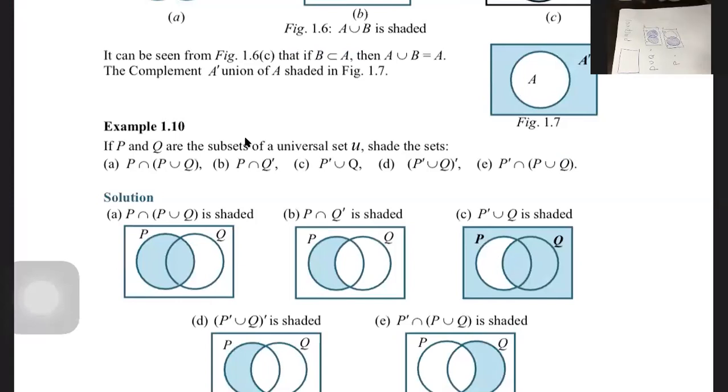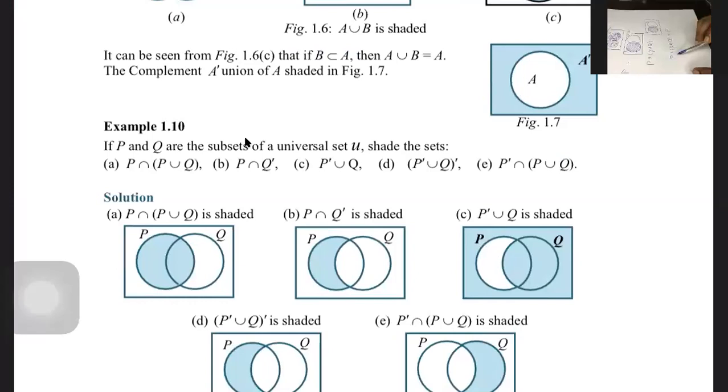You can clearly tell that it is the same region as P. That is the reason why they gave you P intersection, in bracket, P union Q, to be equal to P. So that is P, that is Q. Now P intersection P union Q is this place. So in other words, you can say that P intersection P union Q is equal to P.